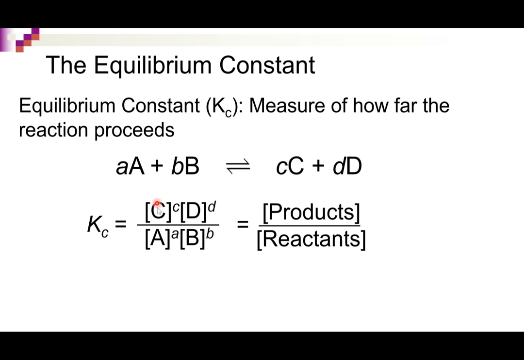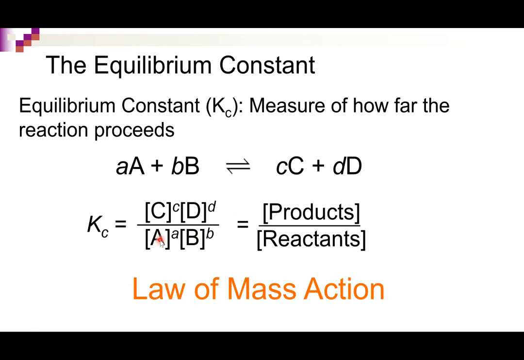Because we're taking a ratio of concentrations, K is unitless, so there are no units associated with K. And then this formula has a fancy name. It's called the law of mass action. The only reason I put that up there is if you see that on Pearson or in Chem 101, you see the law of mass action, it's just a fancy way of saying equilibrium constant problem. Okay.